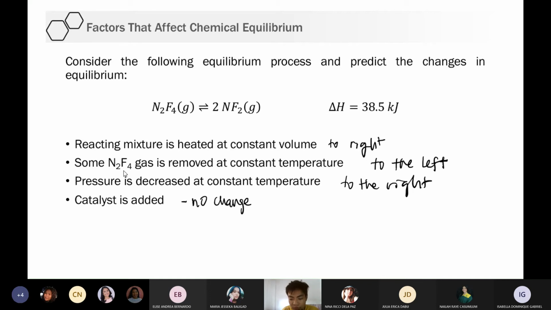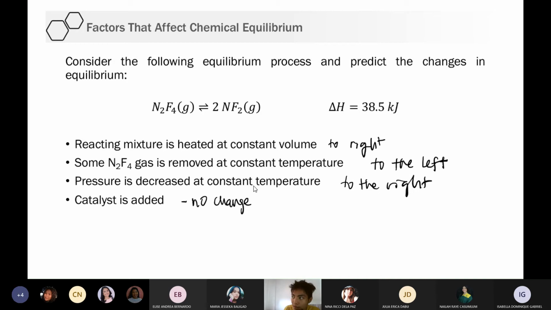Some N2F2 is removed at constant temperature. So, imagine buckets. If you have 2 buckets, reactants and products, and you reduce what is in the reactants, what will happen? The water on the right side will go to the left side in order to balance them out. So, the same goes here. When you reduce this N2F2, some of the products will be converted to reactants. So, the shift is to the left.